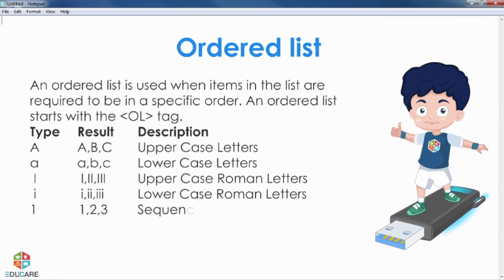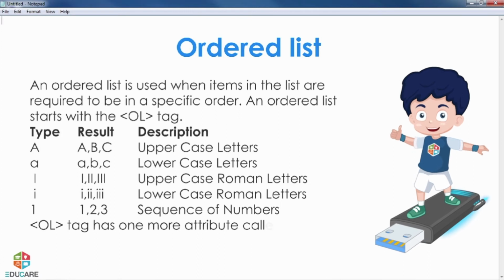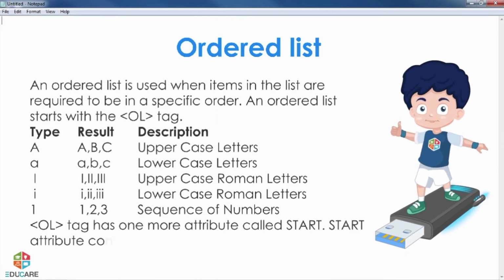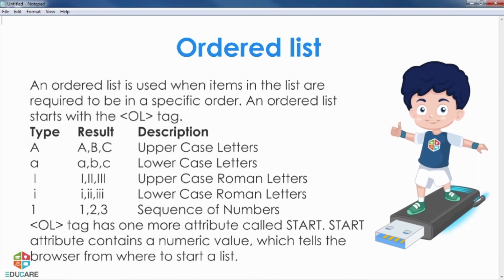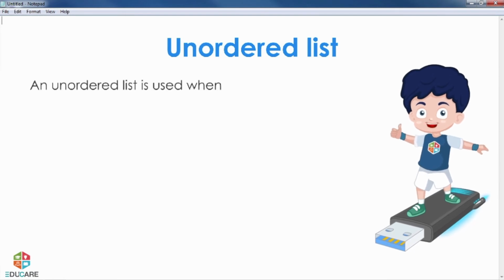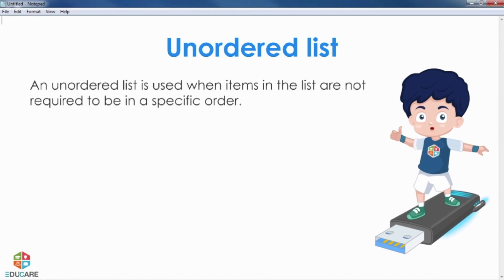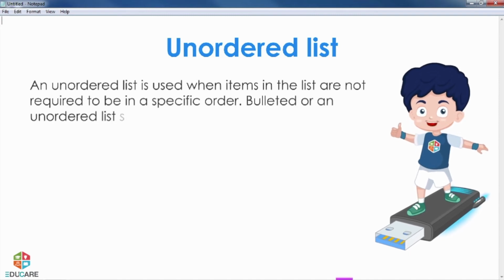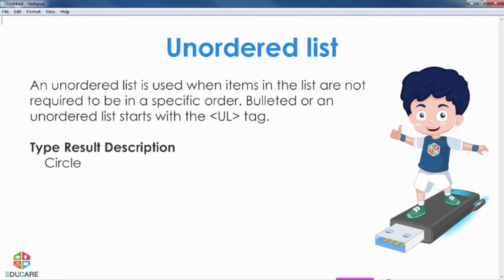The OL tag has one more attribute called start. The start attribute contains a numeric value which tells the browser from where to start a list. Unordered list. An unordered list is used when items in the list are not required to be in a specific order. A bulleted or unordered list starts with the UL tag. Type, result, description. Circle, empty circle; disk, filled circle; square, filled square.